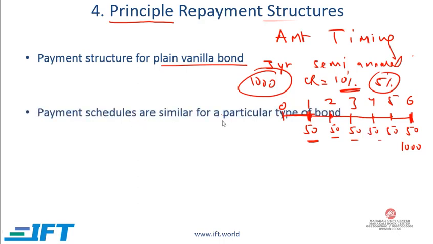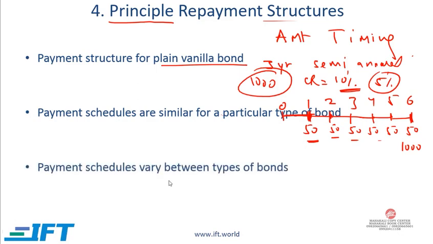Payment schedules are similar for a particular type of bond. If we have a 3-year government bond or a 3-year government note, then generally the 3-year government notes will have the same sort of a payment structure. But if we go across different types of bonds, let's say we now consider government bonds and corporate bonds, then chances are that the payment structure will be different for corporate bonds. Corporate bonds often pay based on a reference rate such as LIBOR, and we'll see that in more detail over the next few slides.